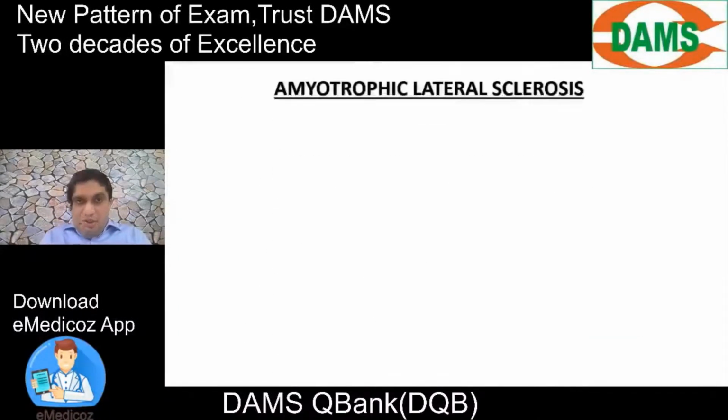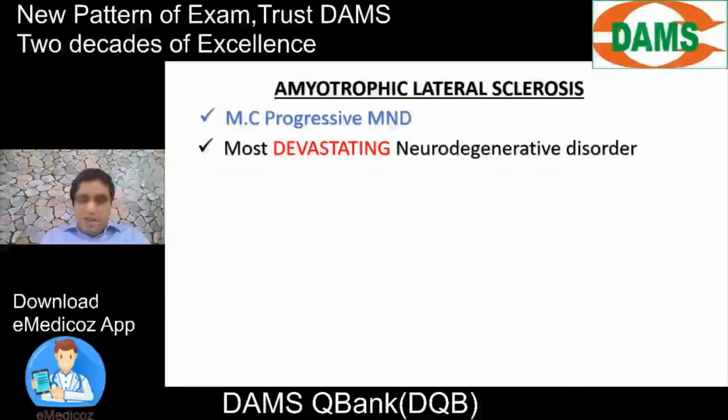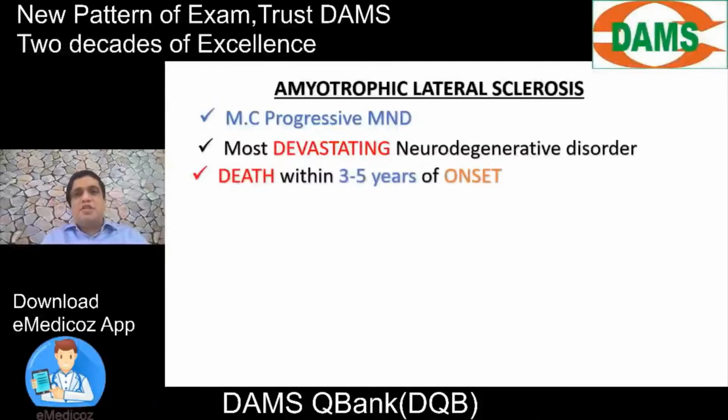Now, ALS, as I said, is the most common progressive motor neuron disease, and is one of the most devastating neurodegenerative disorders for the reason that from the onset the person succumbs to it within a span of 3 to 5 years.